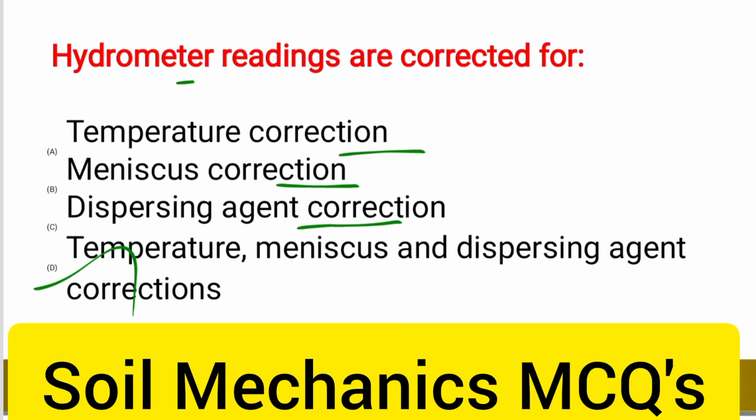So in hydrometer readings we have to make three corrections. The first one is temperature, then meniscus correction, after that dispersing agent correction. Okay, so option D is the correct answer.